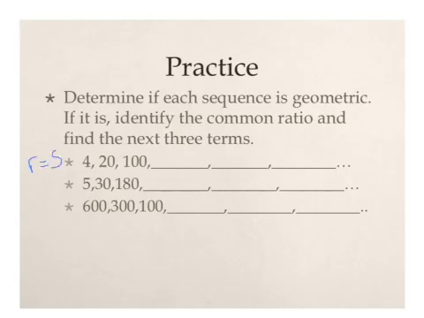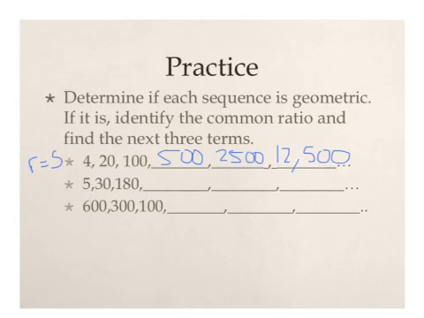Now 100 times 5 gives me 500. 500 times 5 gives me 2500. And 2500 times 5 gives me 12,500. Why don't you try the next 2 on your own?